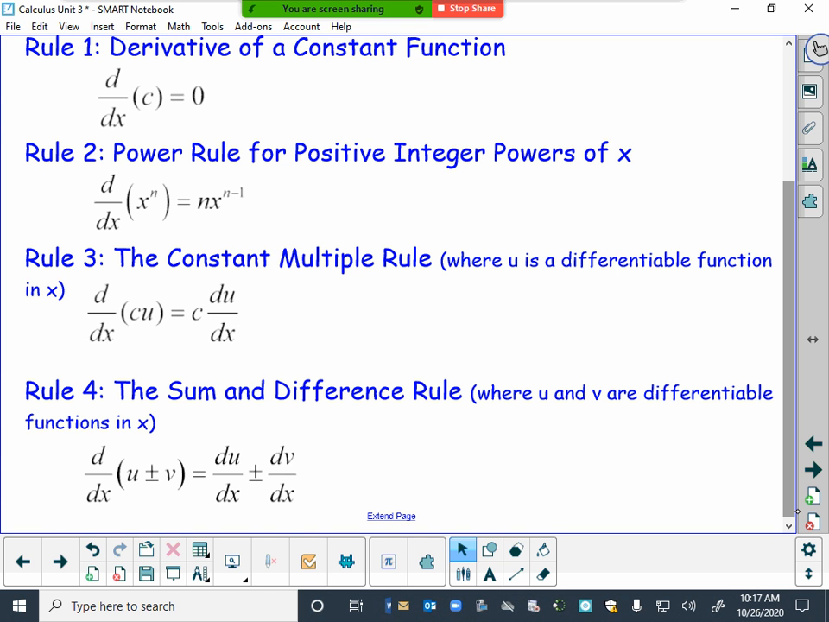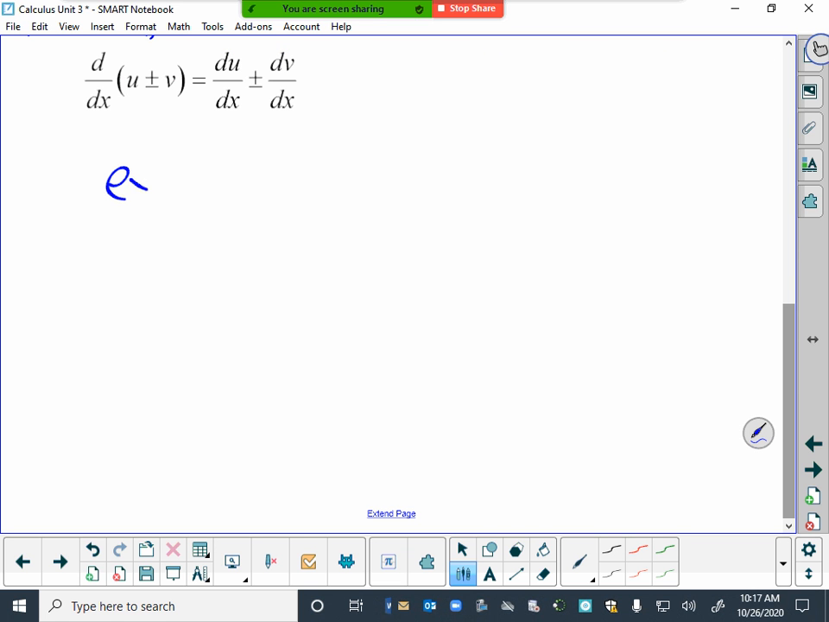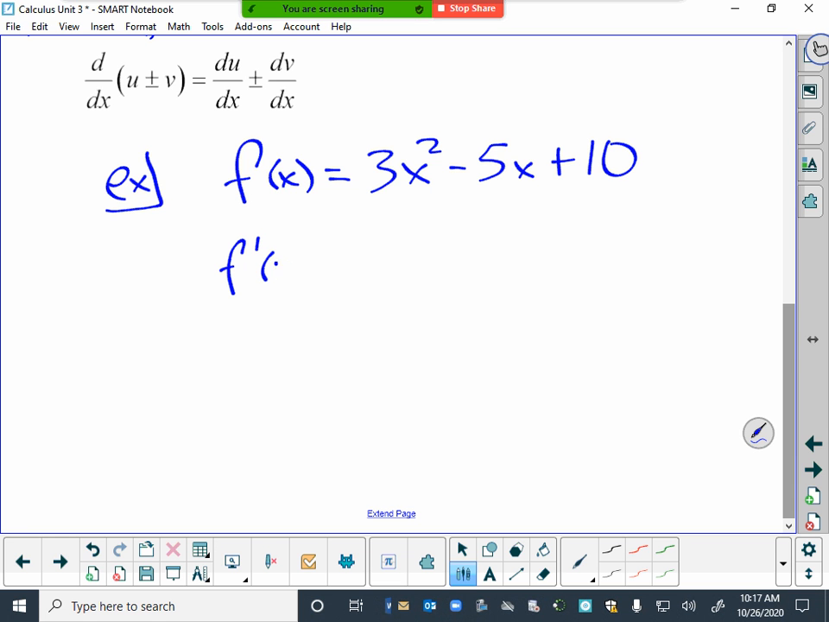And this one, the big time saver, the sum and difference rule. If u and v are differentiable functions of x, then the derivative of a sum is equal to the sum of the derivatives. So if we have a polynomial, let's say f of x is equal to 3x squared minus 5x plus 10, and we want to know what the derivative of that is, we can do the individual derivatives of these things and just add the answers together.